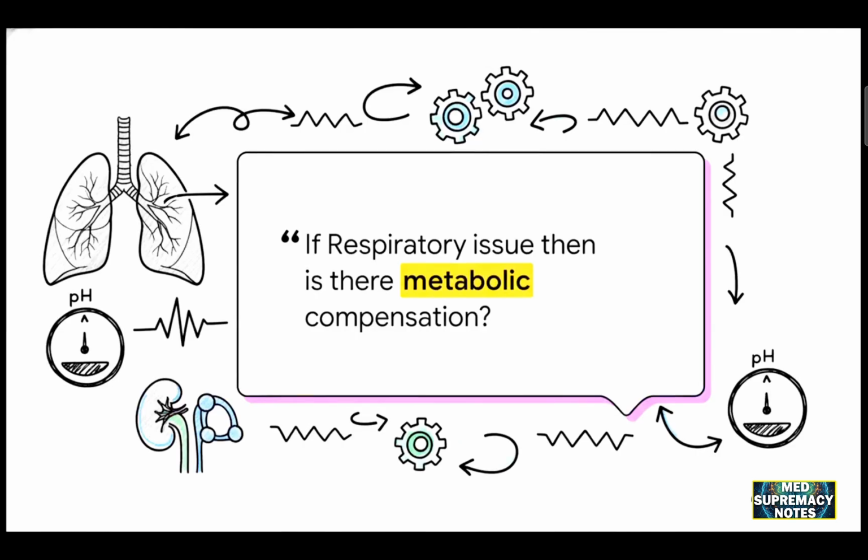And this brings us to this amazing concept: compensation. The human body is just incredible. If one system, like the metabolic system, is out of whack, the other system will actually try to pick up the slack. The lungs might make you breathe faster or slower, the kidneys might change what they hang on to, all in a desperate attempt to get that pH back into the normal range.